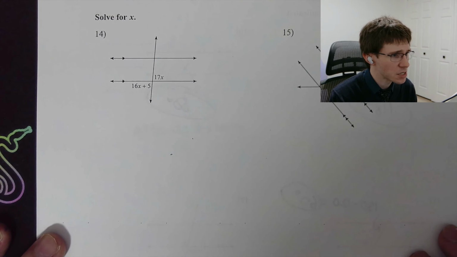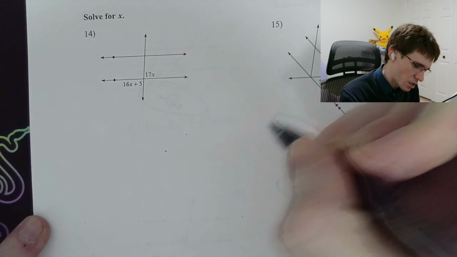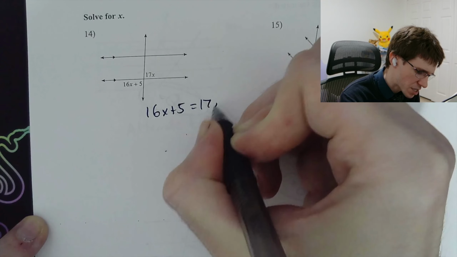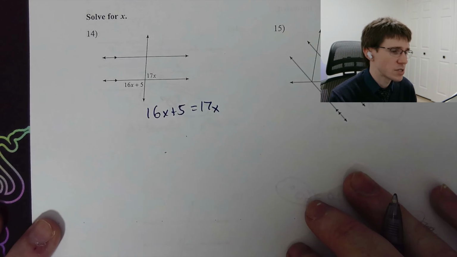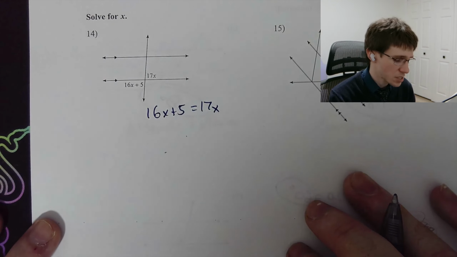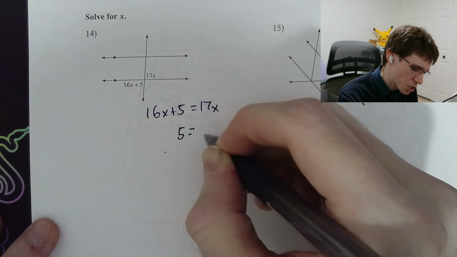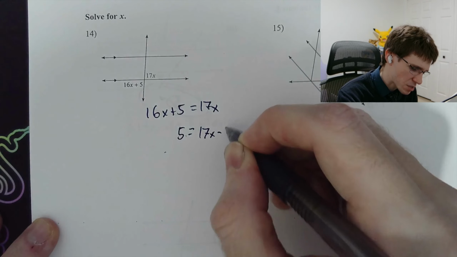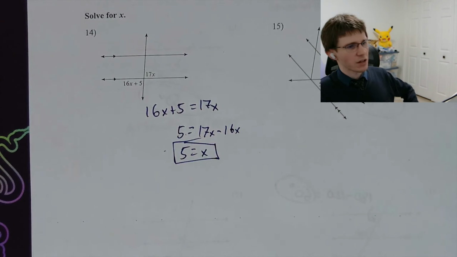We got 17x and 16x plus 5 on opposite sides, where they're both part of vertical angles, which are equal to each other. So we're going to say 16x plus 5 is equal to 17x. From here, you have lots of options. My favorite way of solving questions like this is moving all of the x's to one side, all the non-x's to the other. In this case, it's very easy to move this 16 to the other side. Normally, this step would be in my head, but I'm writing it out just for you in this video. 17x minus 16x, and that's going to be 5 is equal to x by itself. That is our final answer.